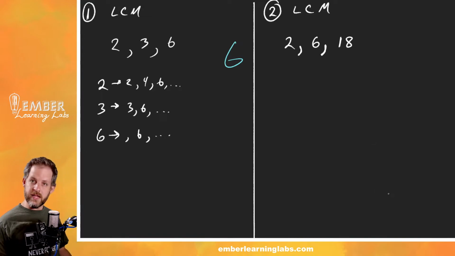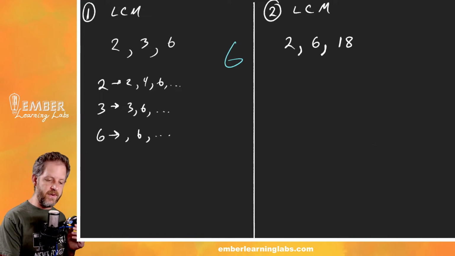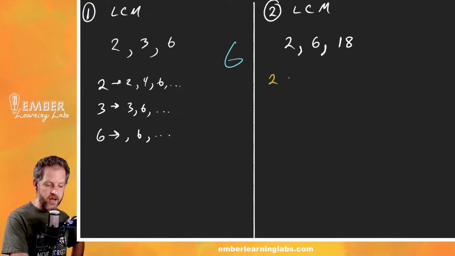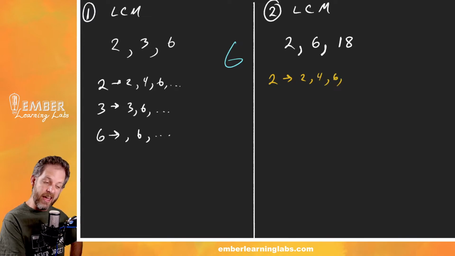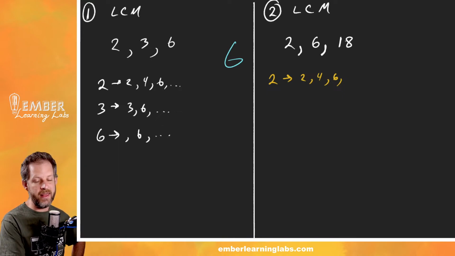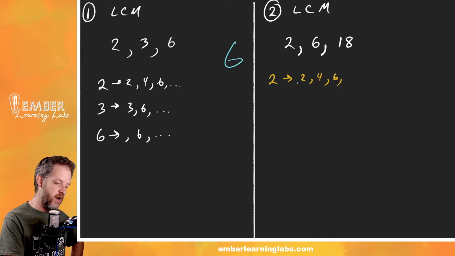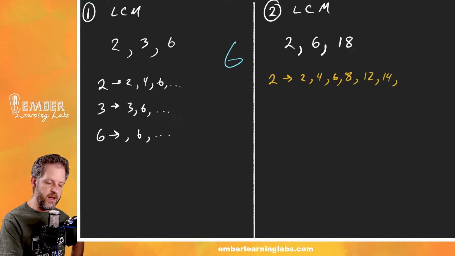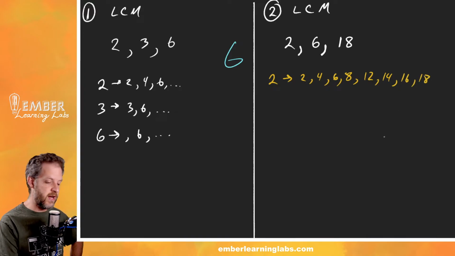So let's start at the beginning and let's see if we can find multiples. So what are the multiples of 2? Well, the multiples of 2 are 2, 4, 6. We could stop there, but we haven't gotten at least up to that one yet. So we're going to need it to at least go to there, because it's not going to be anything smaller than 18 for sure. 2, 4, 6, 8, 12, 14, 16, 18. 18, we'll stop right there.